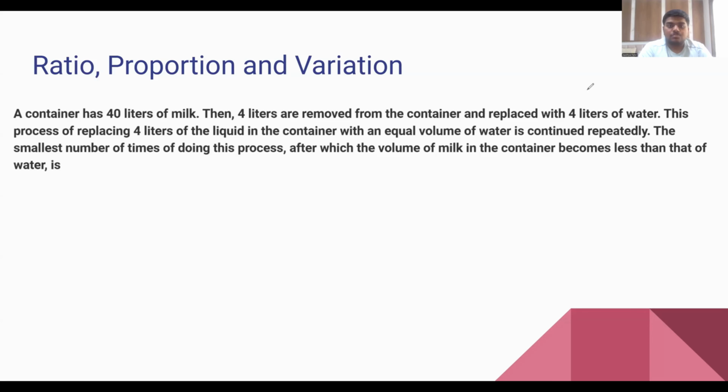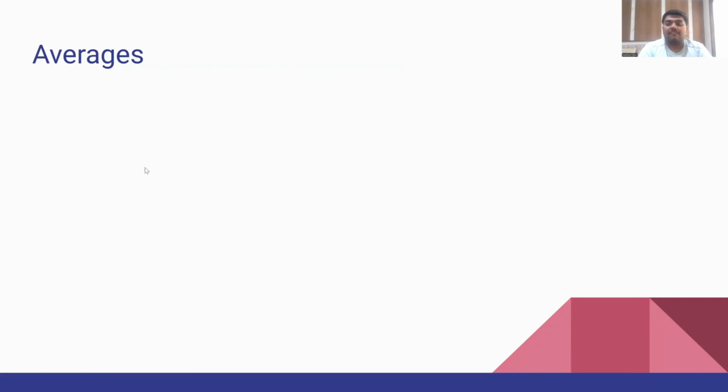Hello learners. So in the previous video, we had discussed in detail about ratio, proportion and variation and the various concepts used in them. And we had solved this actual CAT question. Now we will jump on to the next topic, which is of averages.